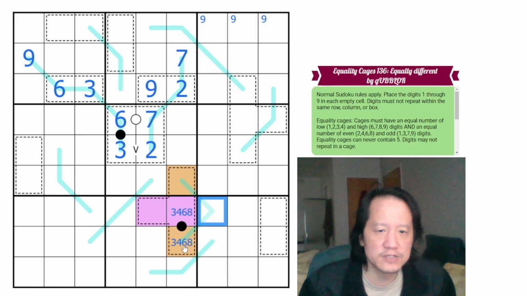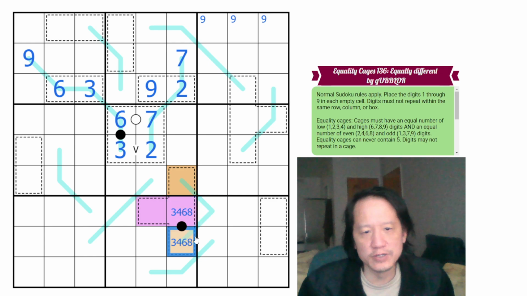So if it's a difference of 2, this would have to be 3, 5, and 7, which is not allowed. Oh, there's also no 5 allowed in any of these. So if this were 3, and we had a difference of 2, this would be 5 and 7. If it's 3, it could be a difference of 2 and 1. That's possible. That's a lot of possibilities.